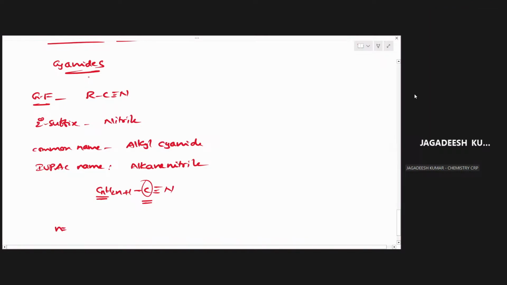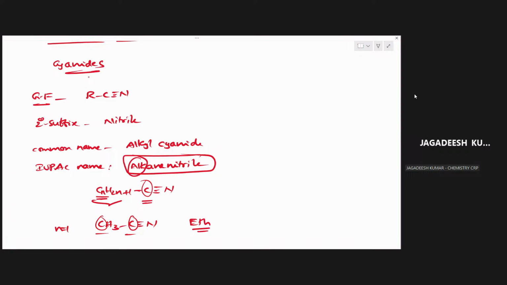Now, if I am taking n equal to 1, then what formula are we getting? n equal to 1 means CH3 C triple bond N. Now here, how many carbons? 1 and 2. Both carbons are continuously connected. So 2 carbons means what is the root word here? Eth. According to the IUPAC name, you have to write the name. So in the place of alk, I am keeping eth. The remaining part is as usual: ane nitrile. Ethane nitrile.